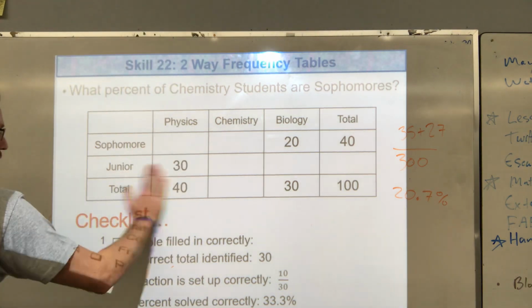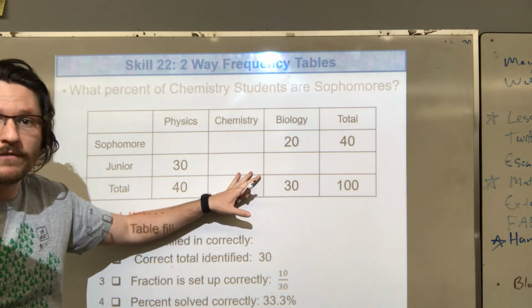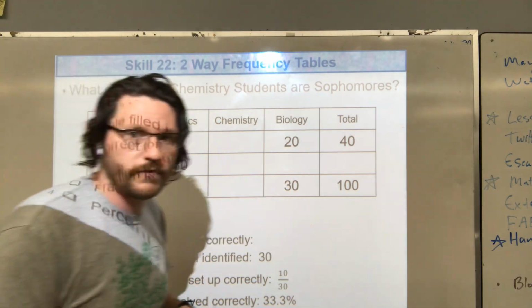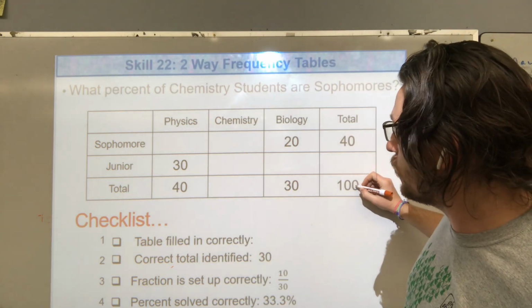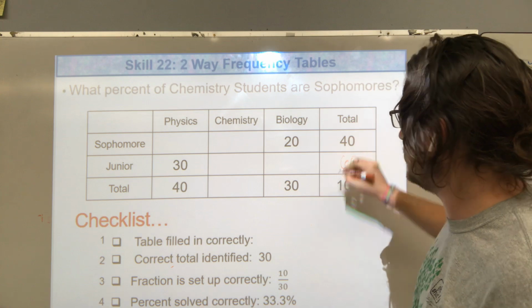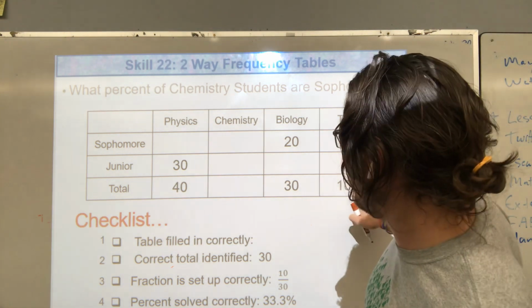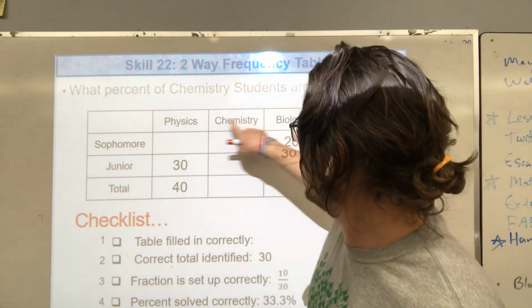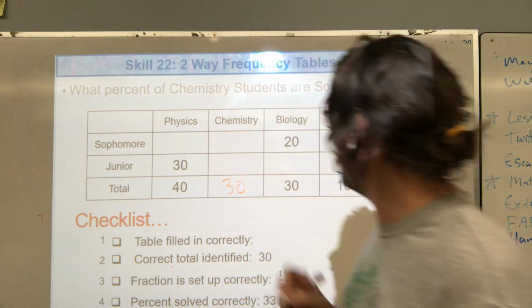If we look at the table, we'll notice there are some values missing, but it gives us enough pieces of information that we can problem solve and figure out what goes in all these blanks. So right here, we know there are 100 total students, 40 of them are sophomores. That means that there have to be 60 left that are juniors. Same thing here, 100 total students between biology, chemistry, and physics. We have 70 here. That leaves us with 30 here.